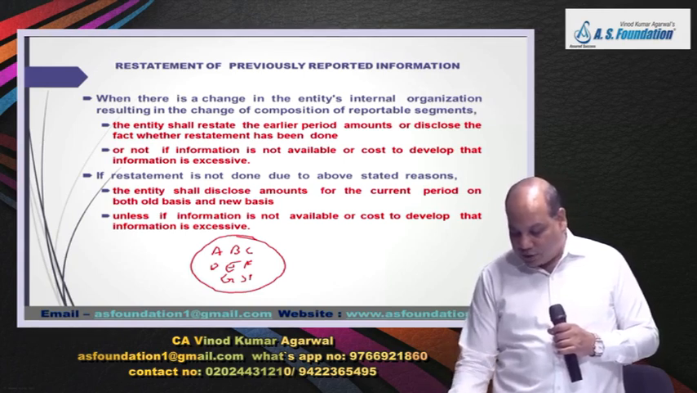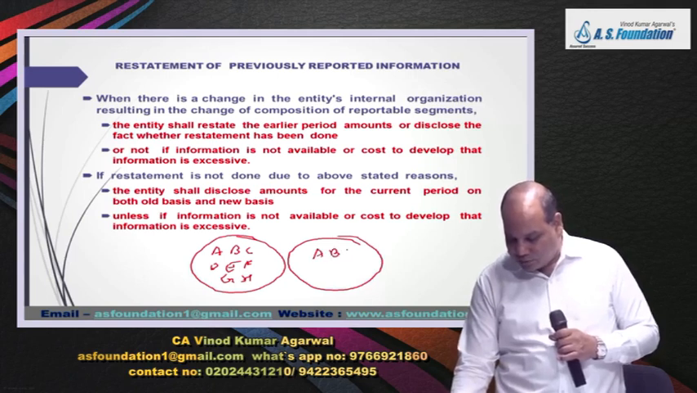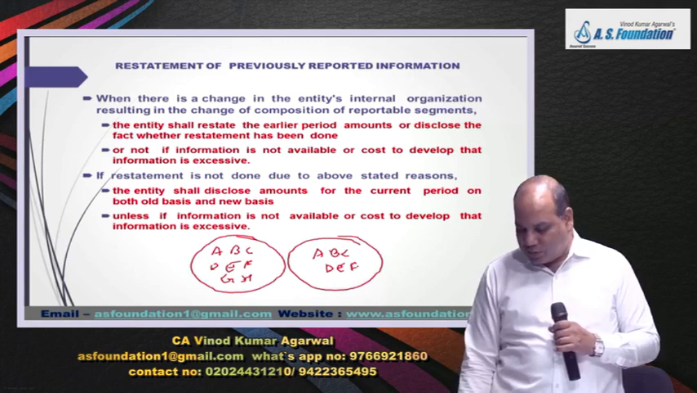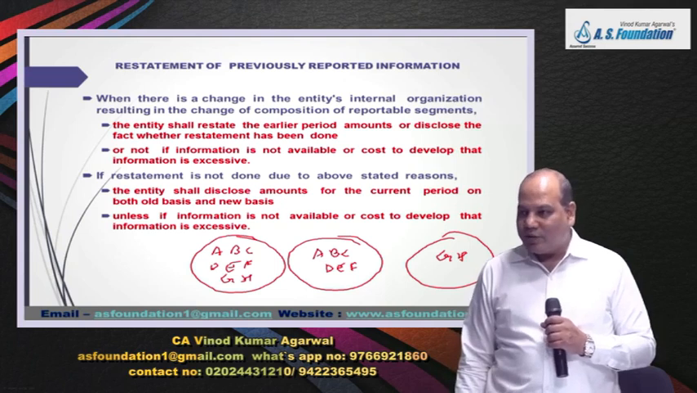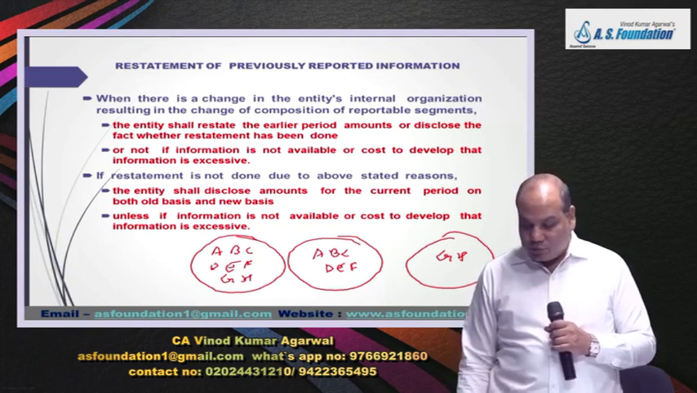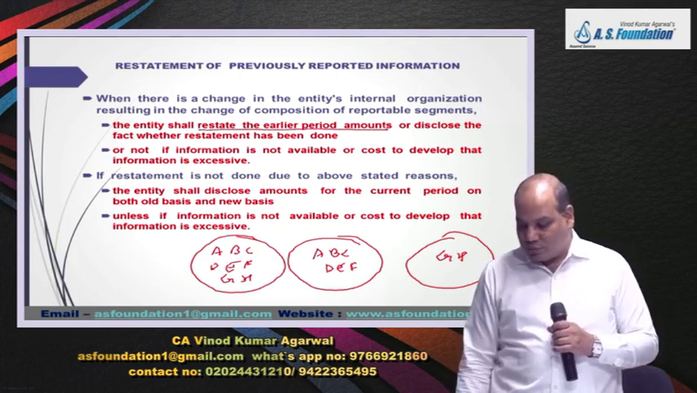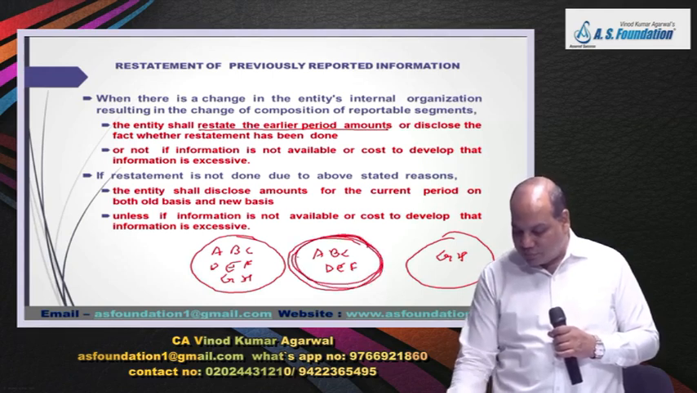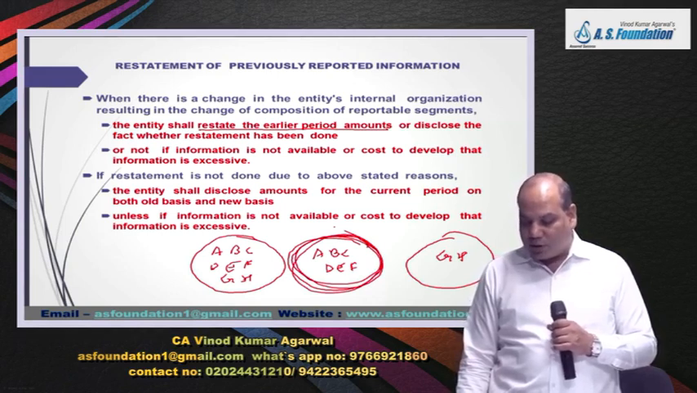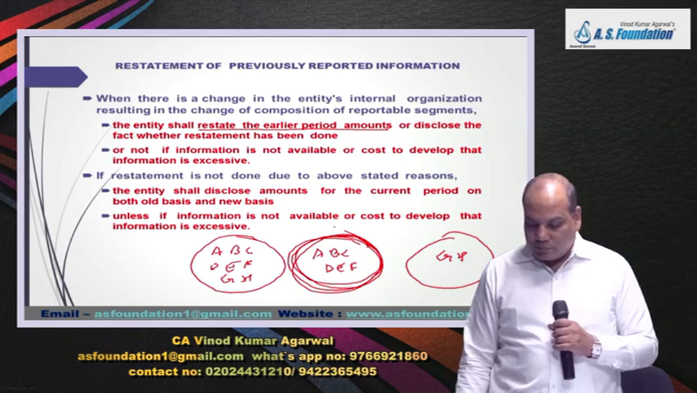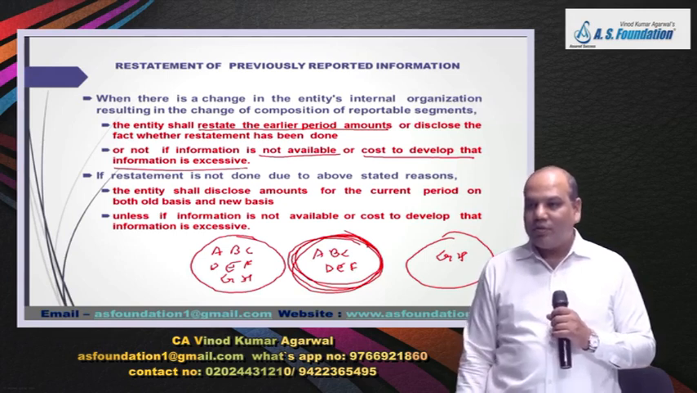But then the entity does some restructuring, internal reorganization. Now this segment will only comprise A, B, C, D, F, G and H. They have shifted to another operating segment now. Then what will you do? The entity shall restate the earlier period amount. So previous year figure will now be based on this calculation, or disclose the fact whether restatement has been done or not, if information is not available or cost to develop that information is excessive.